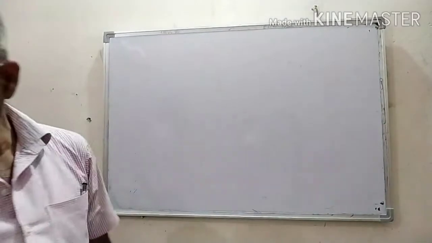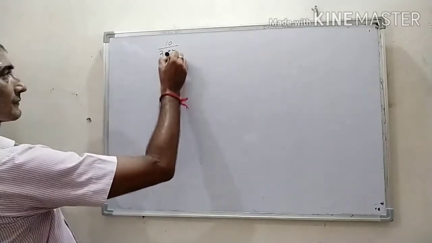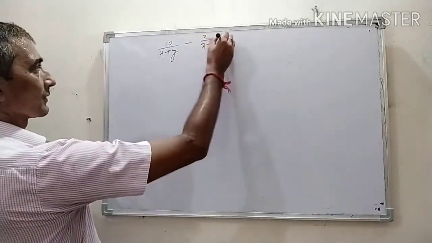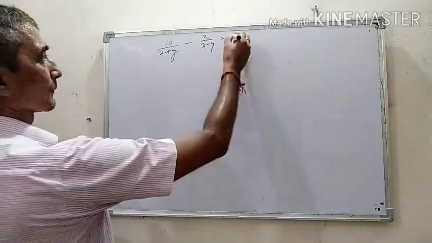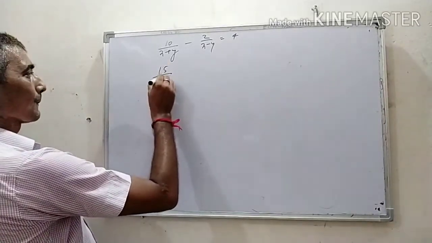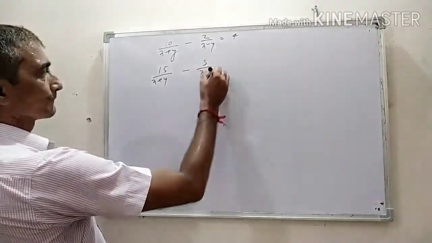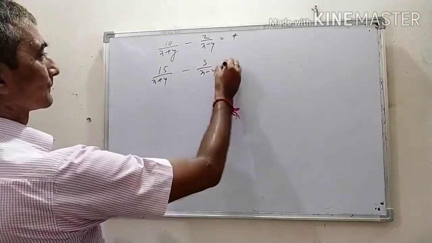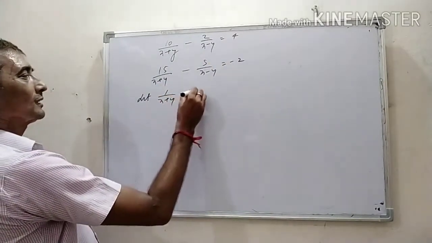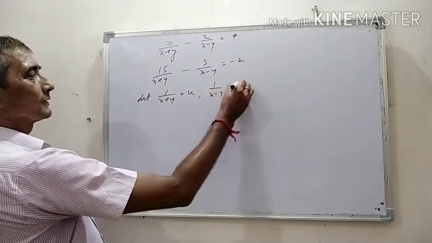The question is 10 upon x plus y plus 2 upon x minus y equal to 4, and 15 upon x plus y minus 5 upon x minus y equal to minus 2. Let 1 upon x plus y equal to u and 1 upon x minus y equal to v.